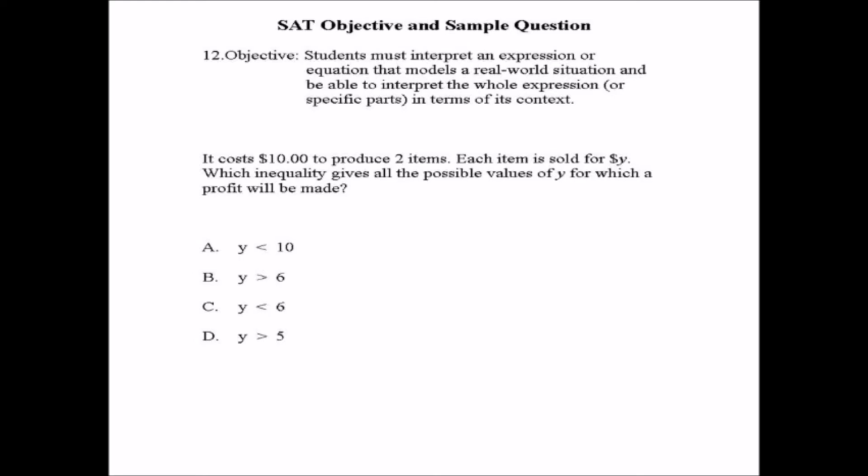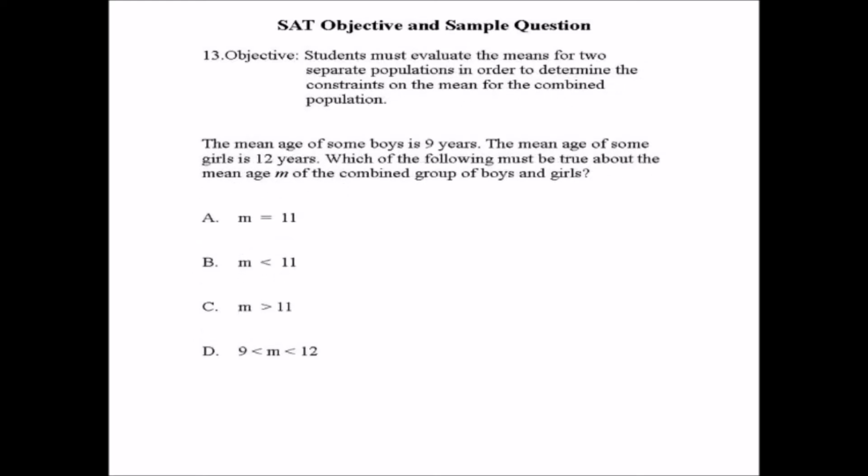Got it? And we move on to number 13. The mean age of some boys is 9 years. The mean age of some girls is 12 years. Which of the following must be true about the mean age M of the combined group of boys and girls? A, B, C, or D? Circle the correct letter.